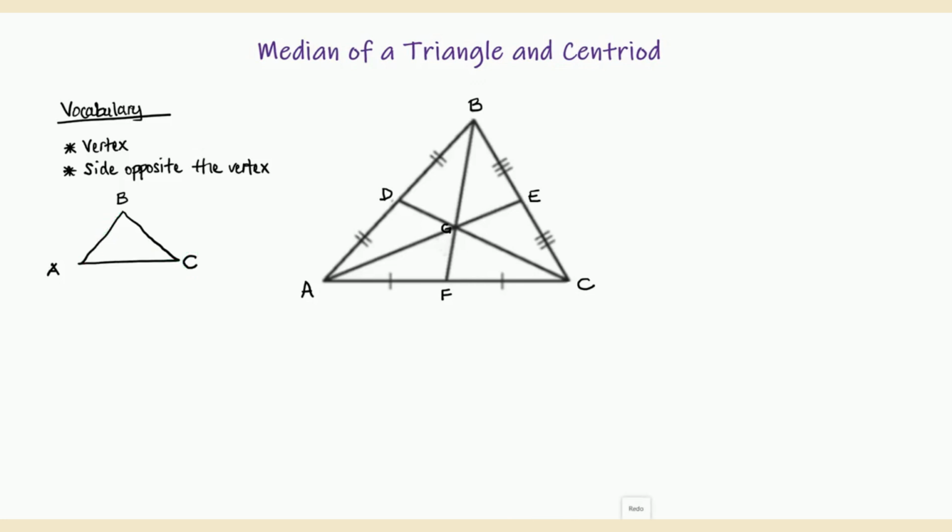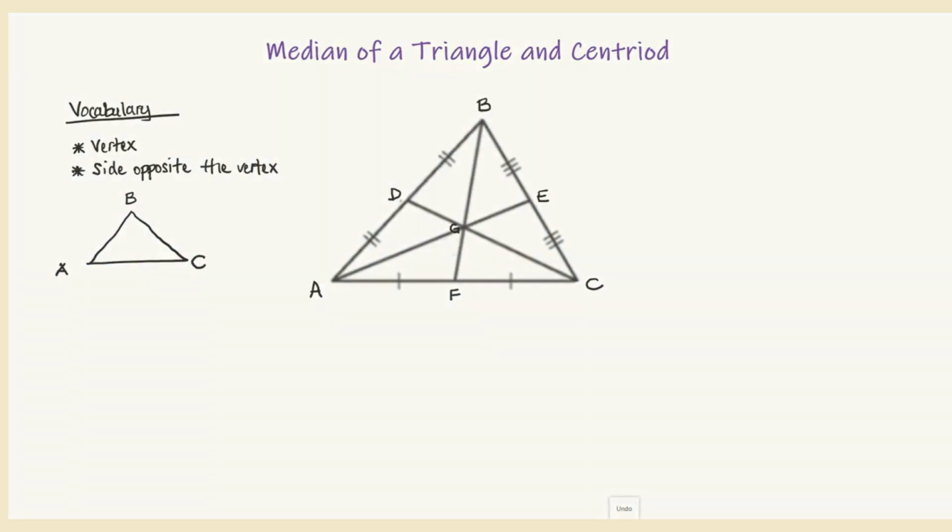If I were to take A, it would be opposite side BC. And so if you are thinking ahead, B would be across from side AC. And so that's what the vertex is, and also what the side opposite the vertex is.